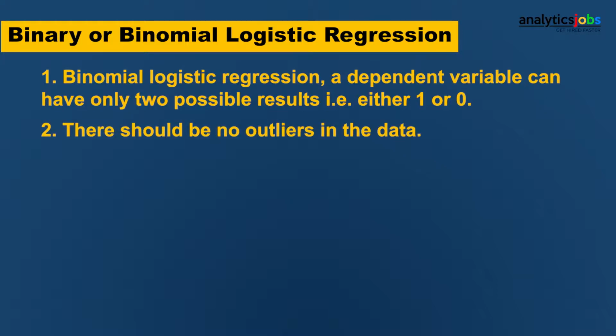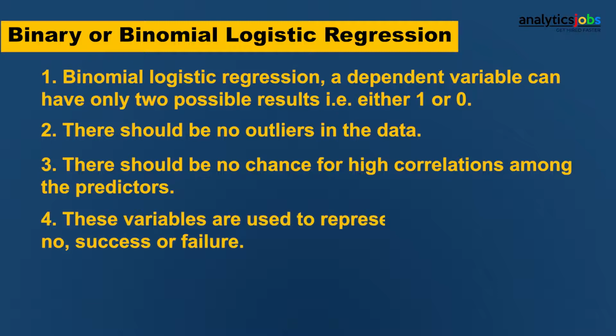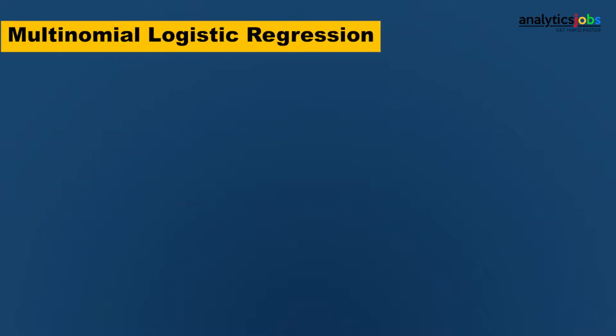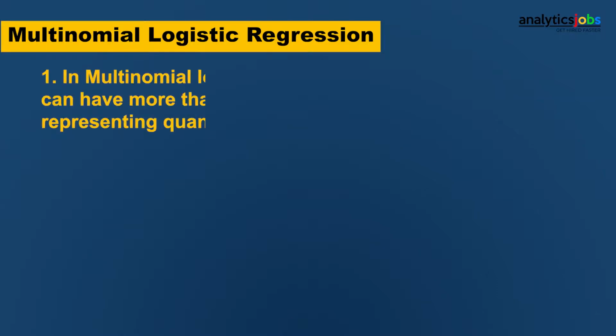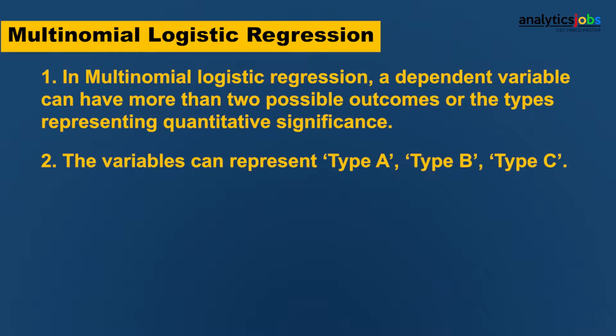There should be no outliers in the data. There should be no chance for high correlations among the predictors. These variables are used to represent win or loss, yes or no, and success or failure. Number 2, multinomial logistic regression. In this regression, a dependent variable can have more than two possible outcomes or types representing quantitative significance. The variables can represent type A, type B or type C.